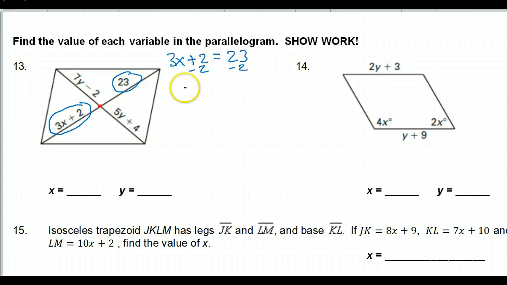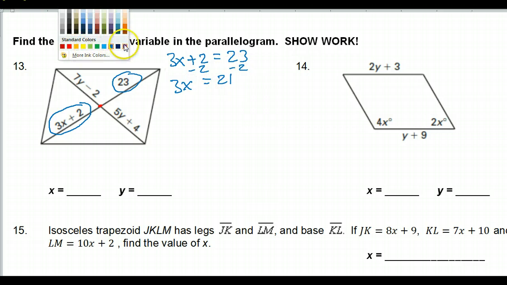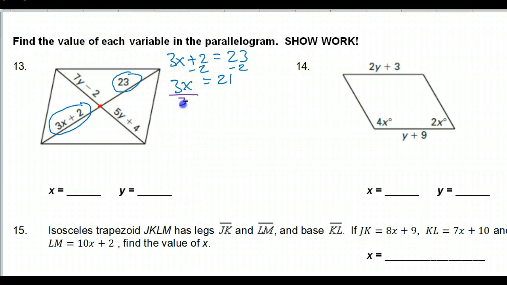So, minus 2 on both sides, so that'll be 3x equals 21. Divide both sides by 3. That's going to give me x equals 7. So x equals 7.